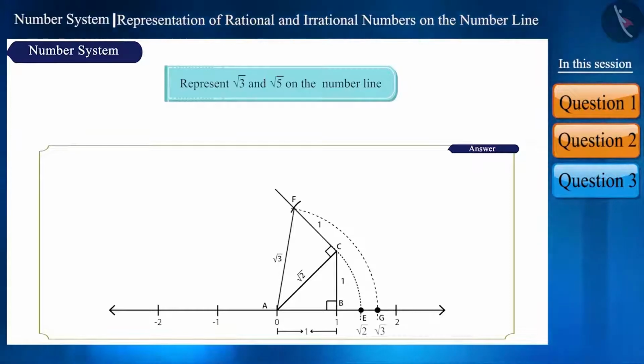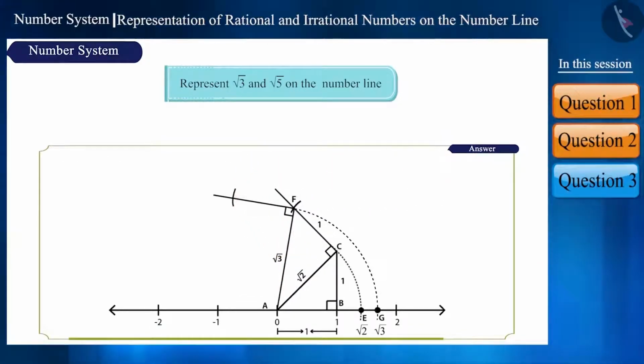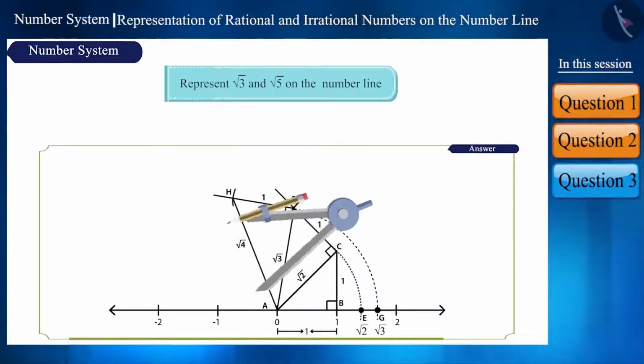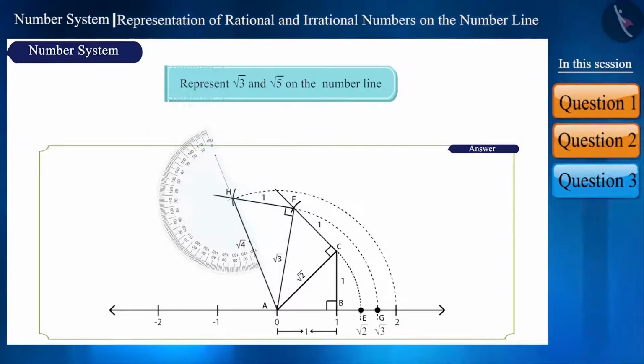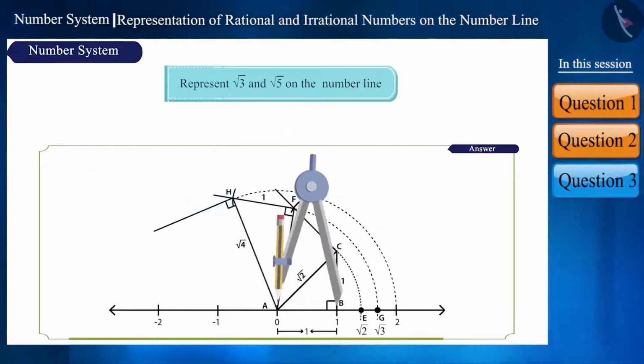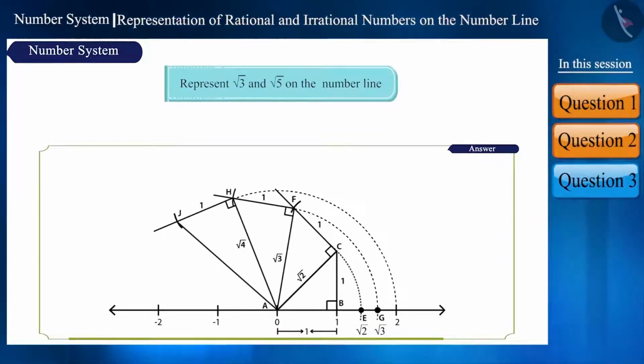Friends, we can represent root 4 using the same process. And now we get the arc cutting at point 2. This is because the value of root 4 is 2. Now to represent root 5 on the number line, we will draw a perpendicular on the line AH and measure a distance of 1 unit using a compass and draw an arc on the perpendicular which cuts at point J.